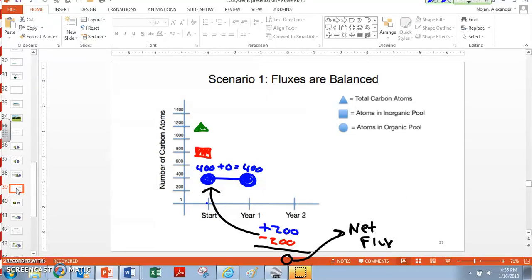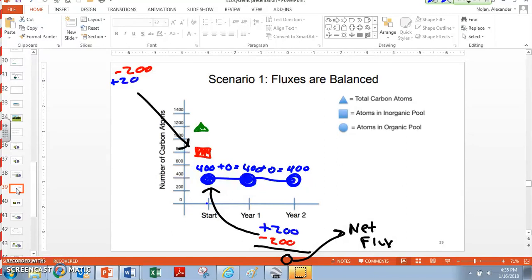Now, of course, assuming that this happens over the course of several years, if the fluxes stay the same, we're going to have, again, 400, because 400 plus a flux of 0 equals 400. So that's not very complicated. Let's look at our inorganic carbon. That is also going to lose 200, but it's also going to gain 200.